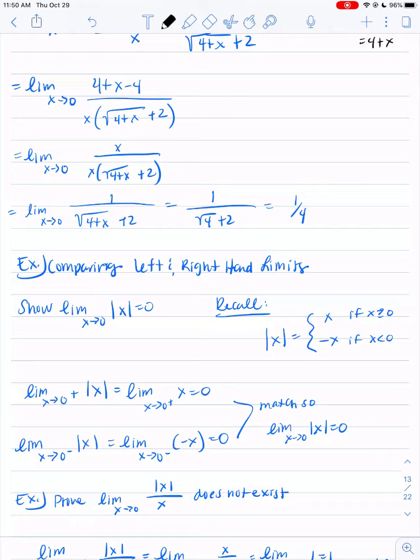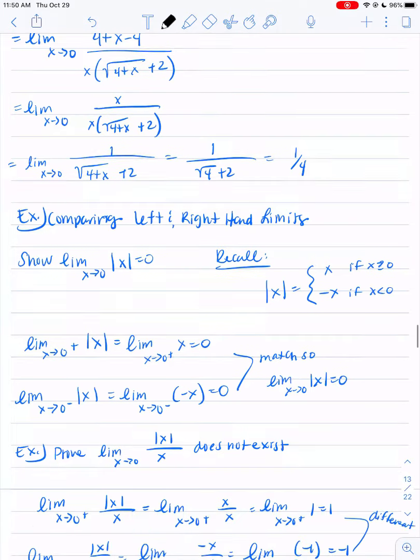So now I can directly substitute, and I get 1 over the square root of 4 plus 2, which is 1/4.